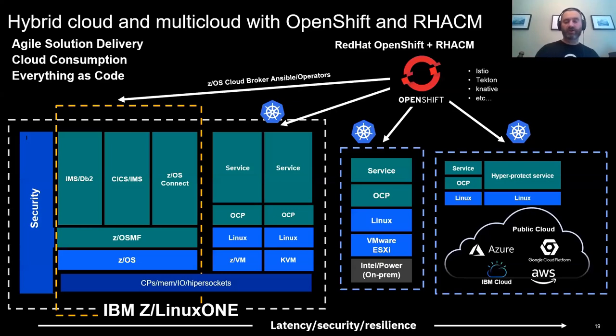Okay, so just a final chart, taking a step back. When you look at our strategy, right, our strategy is OpenShift, OpenShift everywhere, build once, deploy anywhere, including z/OS with the z/OS Cloud Broker and Ansible operators, right, the ability to include z/OS in that picture. Kubernetes on z/VM, on KVM, and on all other infrastructure to deploy containers. And really to give clients the ability to have an agile delivery solution for a repeatable environment. Everything as code, and to consume infrastructure as it should be consumed.